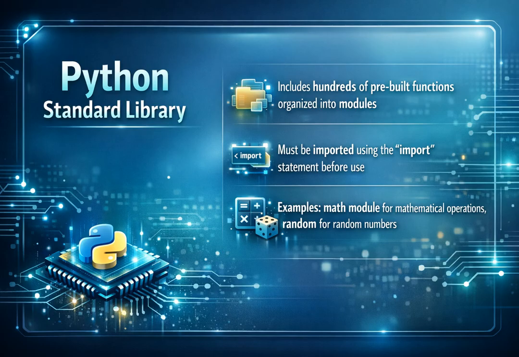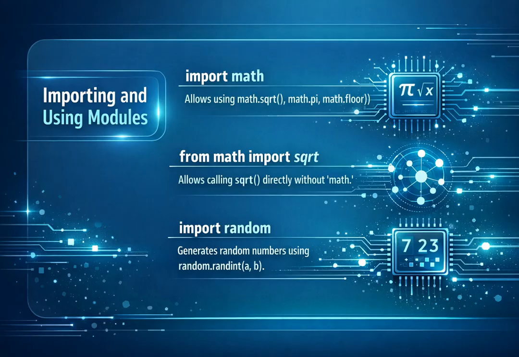Python comes with a rich standard library containing hundreds of pre-built functions organized into modules. To use them, you first import the module. For example, writing import math gives you access to mathematical functions like square root, power, floor, ceiling, and constants like pi. There are two ways to import. Writing import math means you call functions as math.sqrt. Writing from math import sqrt means you can call sqrt directly without the module name prefix.